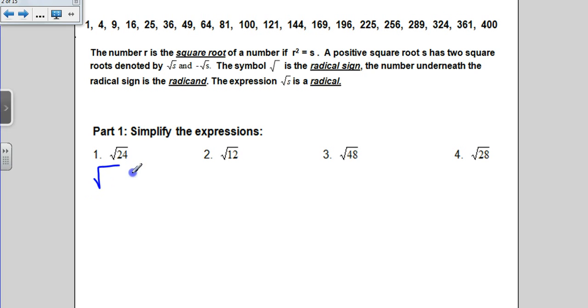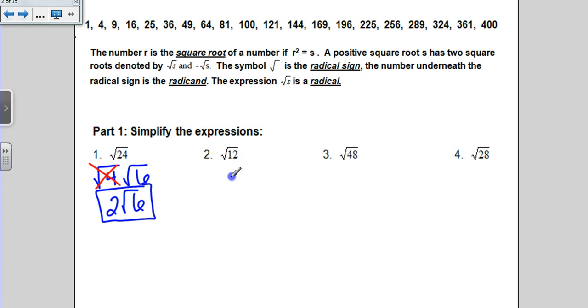So we're going to change the square root of 24 to say the square root of 4 times the square root of 6. And then we can rewrite the square root of 4 as a 2. So our final reduction of this square root is 2 square roots of 6. Now eventually you won't have to show me all that work to reduce the radical, but for now you're going to have to show a little bit of work.